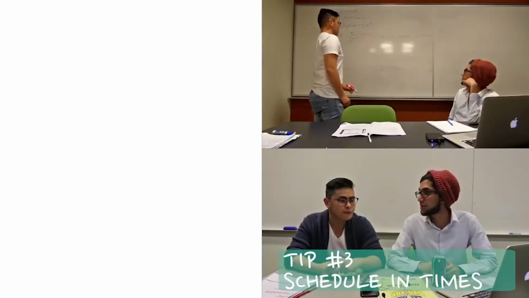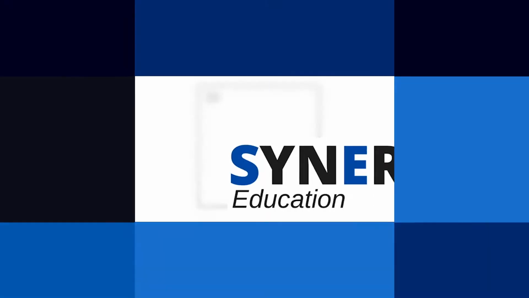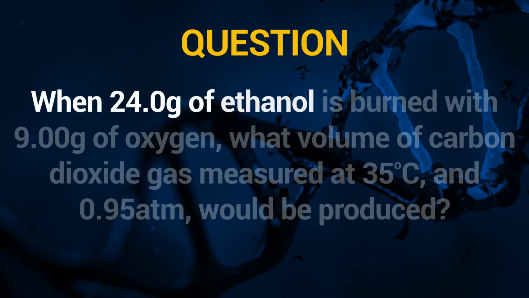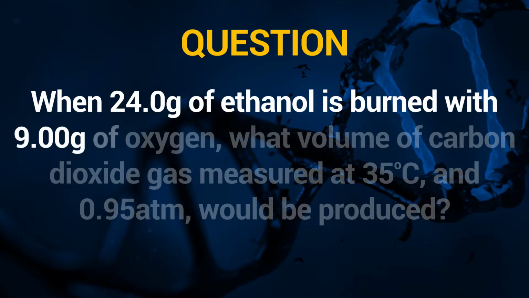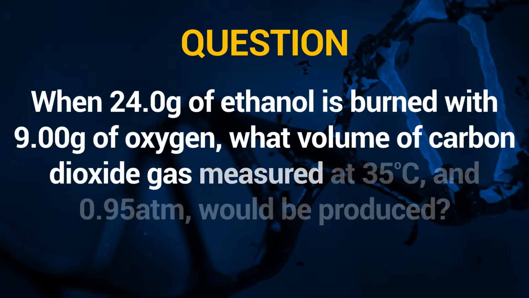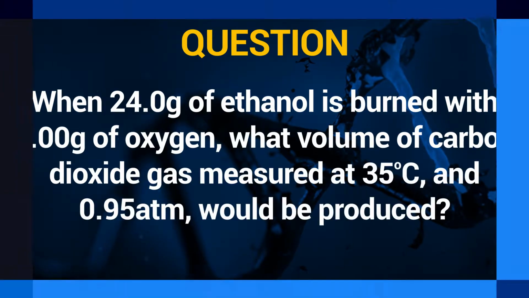Hey guys, on today's video, we're looking to solve a question that many Year 11 students struggle with, and that is a limiting reagent molar volume type question. So the question is, when 24 grams of ethanol is burned with 9 grams of oxygen, what volume of carbon dioxide gas measured at 35 degrees and 0.95 atmospheres would be produced?